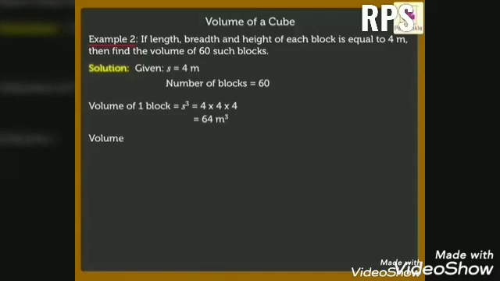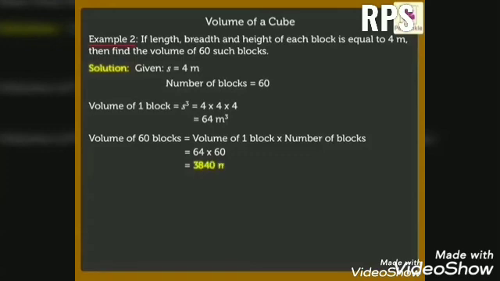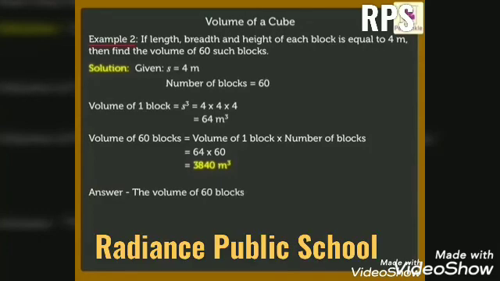Now, the volume of 60 such blocks is equal to the volume of one block into the number of blocks, which is equal to 64 into 60, which is equal to 3840 cubic meters. Thus, the volume of 60 such blocks is 3840 cubic meters.